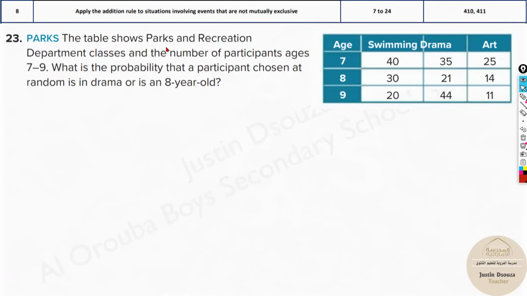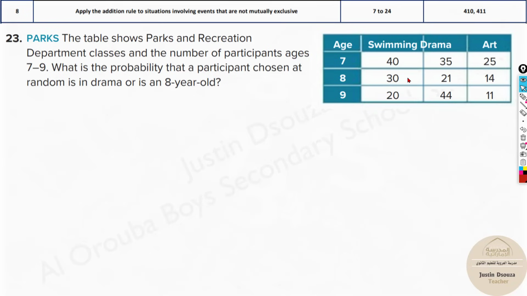The table over here shows Parks and Recreation Department classes and the number of participants ages 7 to 9 years old. What is the probability that a participant chosen at random is in drama or an 8-year-old? So drama, there are 21 and this is 8-year-old.